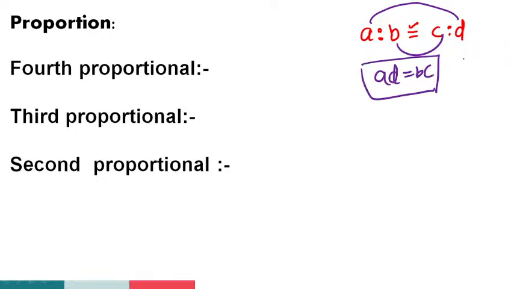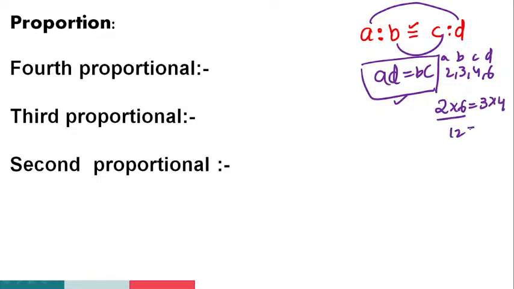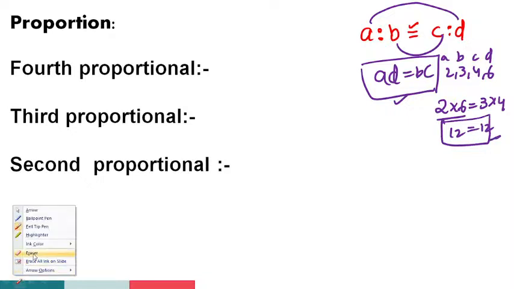Okay, for example, 2 comma 3 comma 4 comma 6. Find out the proportion. Look like a b c and d. What is the proportion formation? AD is equal to BC. A value is how much? 2. D value is how much? 6. B value is how much? 3. C value is how much? 4. 2 6s are 12. 3 4s are 12. 12 is equal to 12. It is a proportion or not? Yes, it is a proportion.